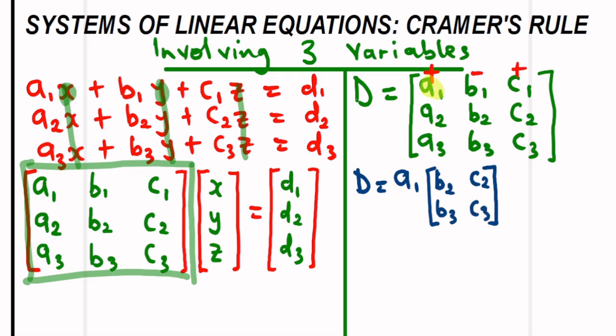So now after we've worked with A1, the next thing we have to work with is minus B1, which is the next element on the row. Like I said, we're going to be working with the values on the row. So we have minus B1.